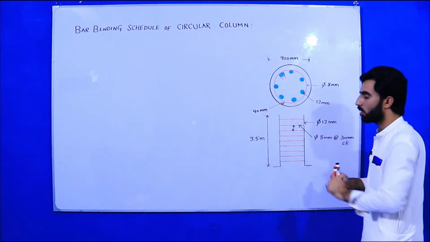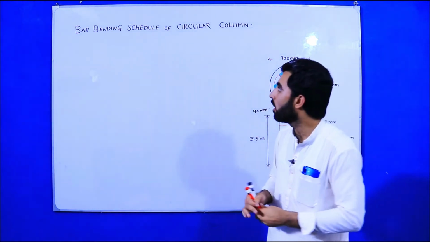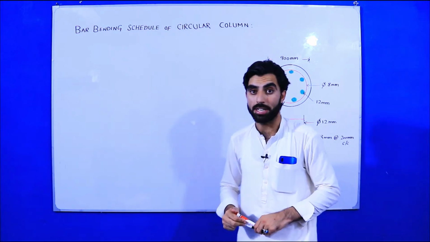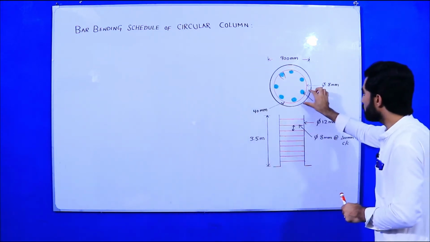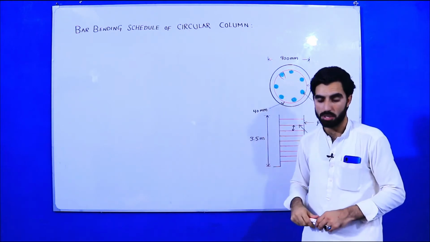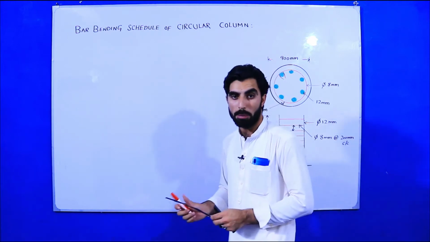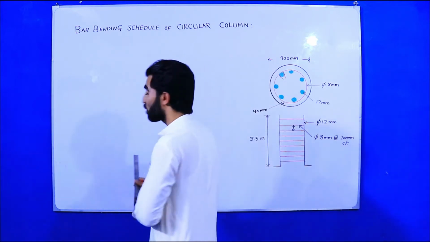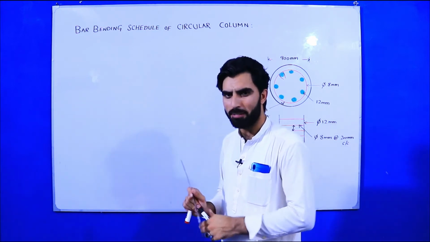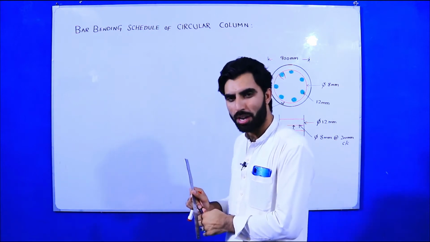Now, what are the steps for the bar bending schedule of a circular column? We will find the cutting length of stirrup, the cutting length of longitudinal bars, and the number of stirrups. For that, guys, I will make some columns to make the bar bending schedule, right? The video will be a little long, but don't skip the video, because this is in a simple way, and therefore I am teaching you in a simple way.